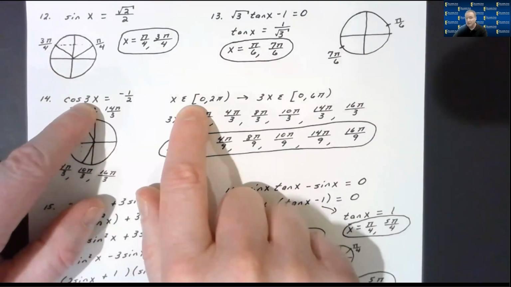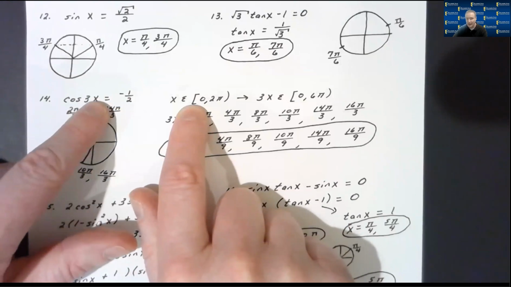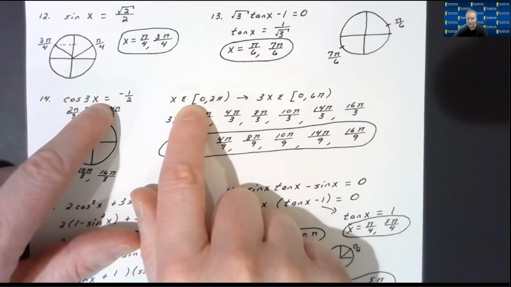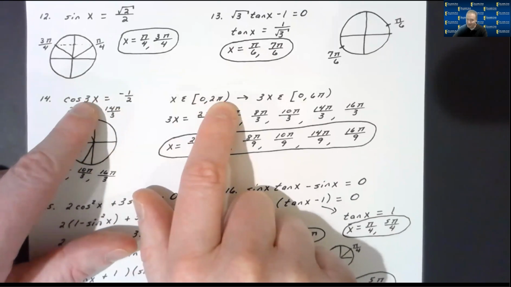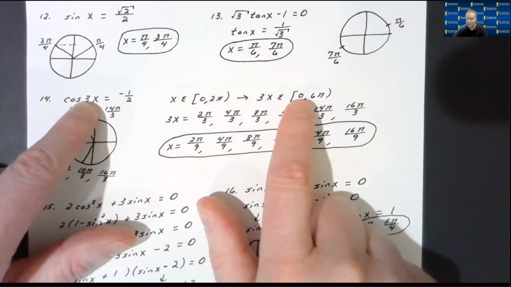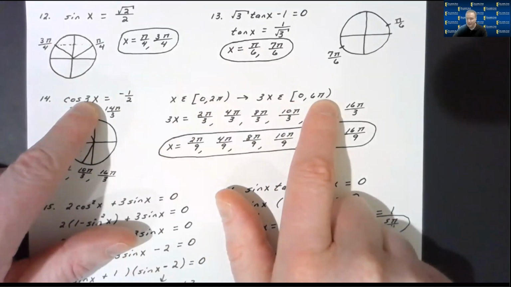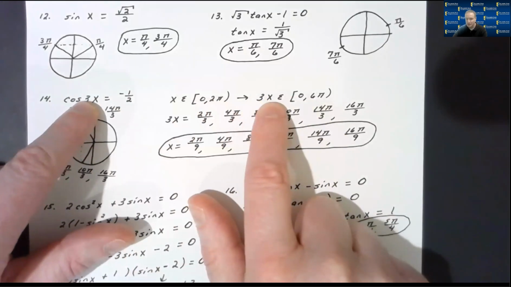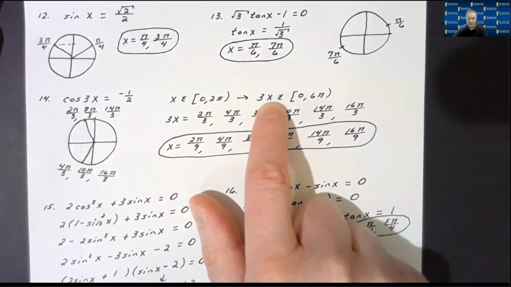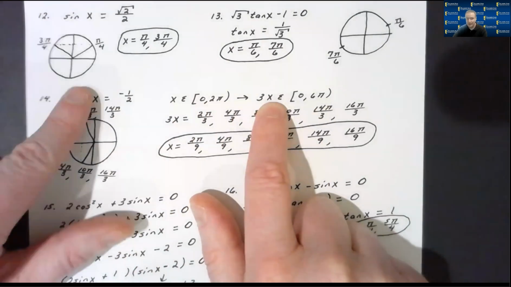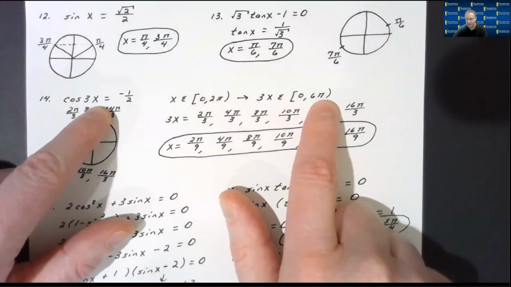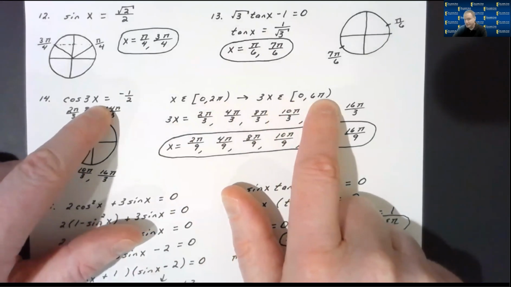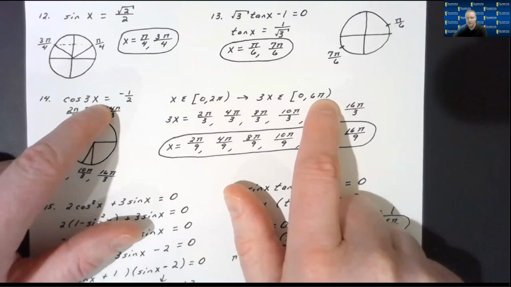In the instructions, it said that the angle, in this case x, had to be between 0 and 2 pi. But that means 3x could be between 0 and 6 pi because that's going to be 3 times the angle x. So if x has to be some angle between 0 and 2 pi, then the angle inside of this cosine function could be between 0 and 6 pi. So in other words, I'm just thinking 3 revolutions of the unit circle.